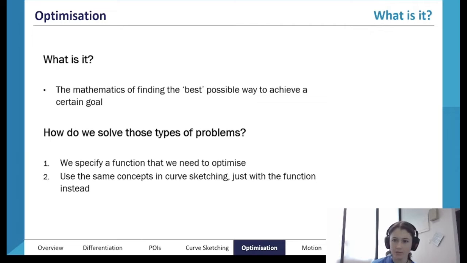So how do we solve these problems? Firstly, we need to specify a function that we need to optimize. This often occurs when we're given a worded question without a function, so we need to create that function from the words we've been given. We need to generate our own function. That is where the trickiest part of optimization comes in, and I'll give you some tips on things you can do to help create those functions.